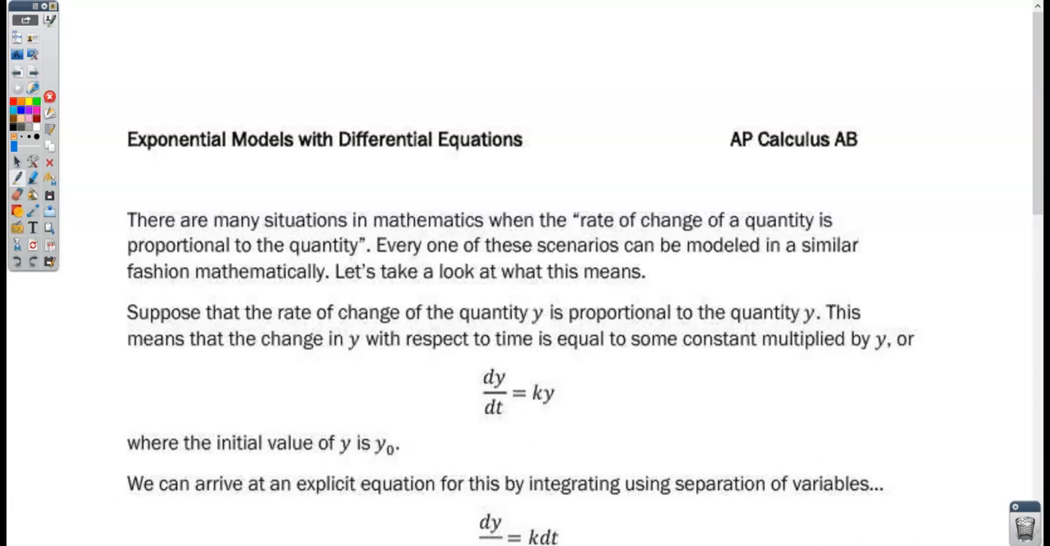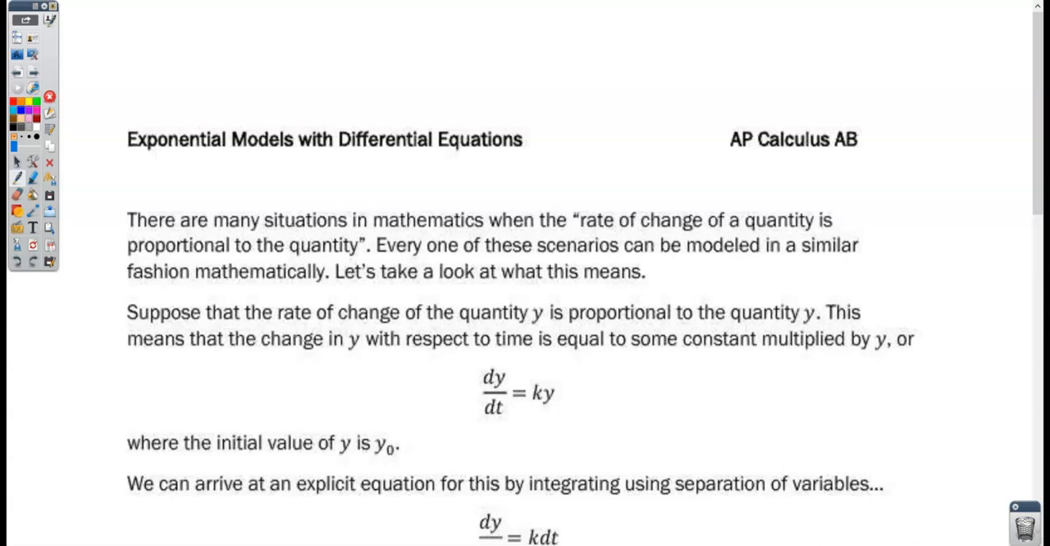In this video we're going to talk about material from section 7.8 of AP Calculus, exponential models with differential equations. We start here with a little narrative. There are a lot of situations in mathematics and sciences and economics, etc., where the rate of change of a quantity is proportional to the quantity. And for every single one of those situations, we can model that in a very similar fashion mathematically.